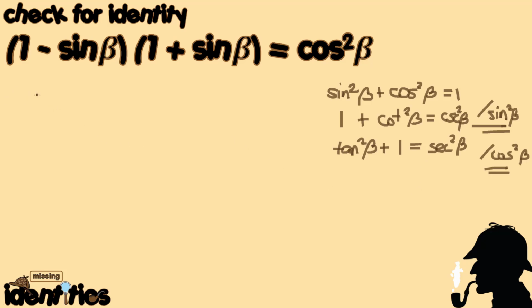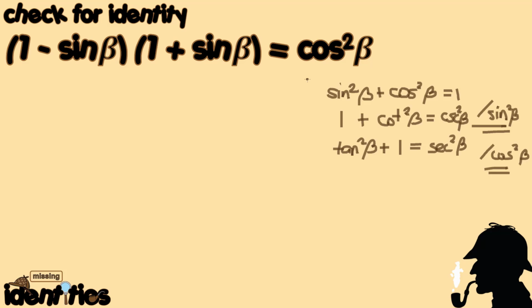So we have the product of 1 minus sine beta and 1 plus sine beta equal to cosine squared beta, and we're going to show if this is an identity. Take note that the binomial expressions here have the same first term, 1, same second term, sine beta, and they only differ with the operation. The first operation is subtraction, the second is addition. This could result into a difference of two squares.